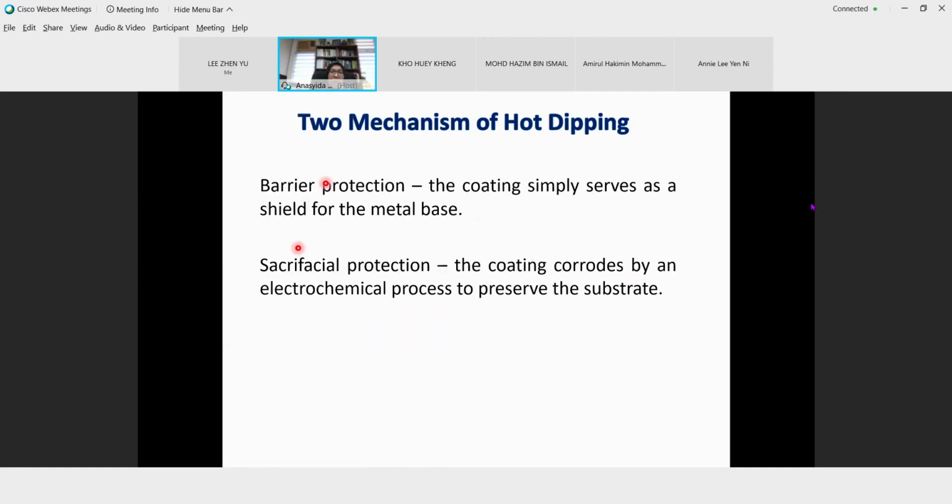Normally it is for corrosion protection. We have two mechanisms: either barrier protection or sacrificial protection. As mentioned before, we have to coat with a material below our part in the galvanic series. Normally we can use zinc, because zinc is more electronegative than steel. So it will corrode first compared to steel.